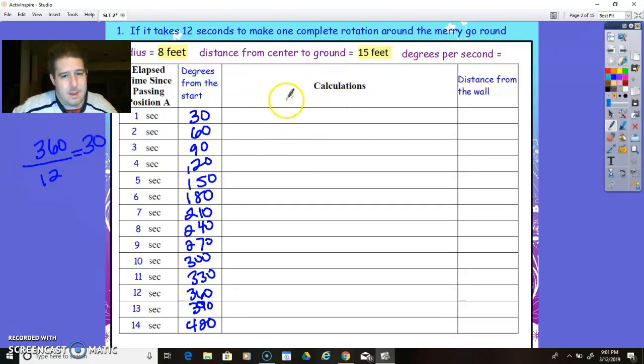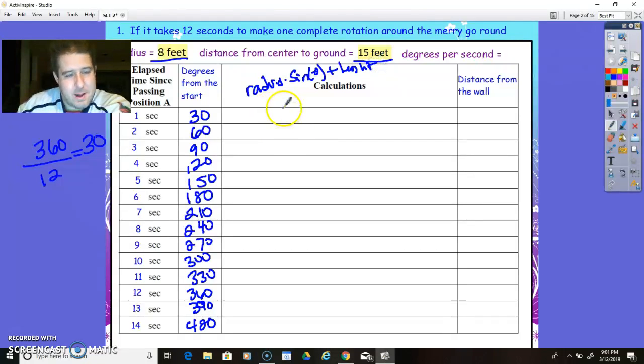Now, calculations. So in this case, we're being told that the radius is 8. This is the same question as we were just doing, and the center of the ground was 15 feet. So this is the formula: it's always radius times sine of the angle plus the center height. Now, finding the angle, the angles are right here. So that's radius, which is 8, times sine of 30, plus the center height, which is 15. And I'll just keep doing that all the way down.